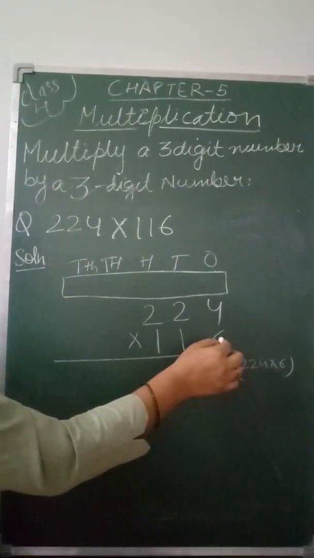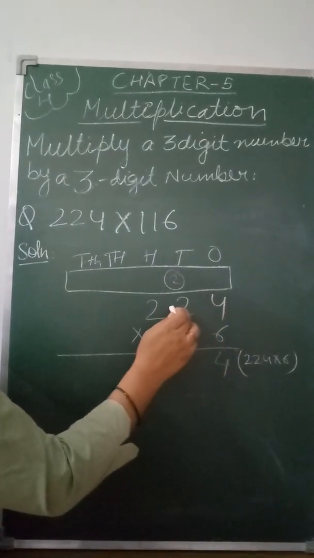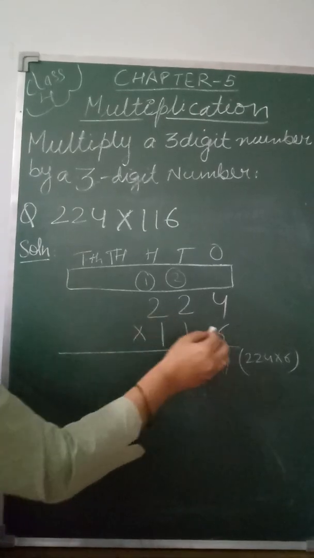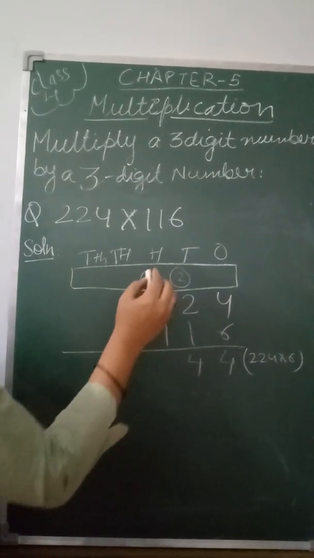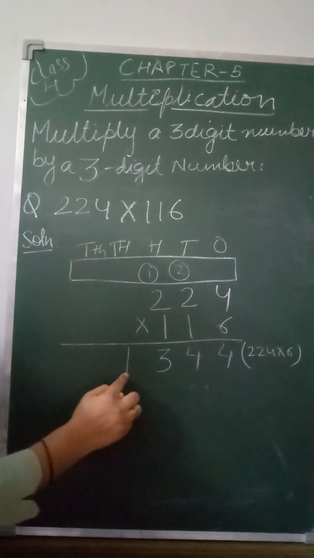Always start with the ones place. 6 4s are 24, 2 carries here. 6 2s are 12 plus 2 is 14. Again 1 carry here, and 2 plus 1. Sorry, 6 2s are 12 plus 1 is 13. So here I have one extra number, so I write down the number in the tens place.